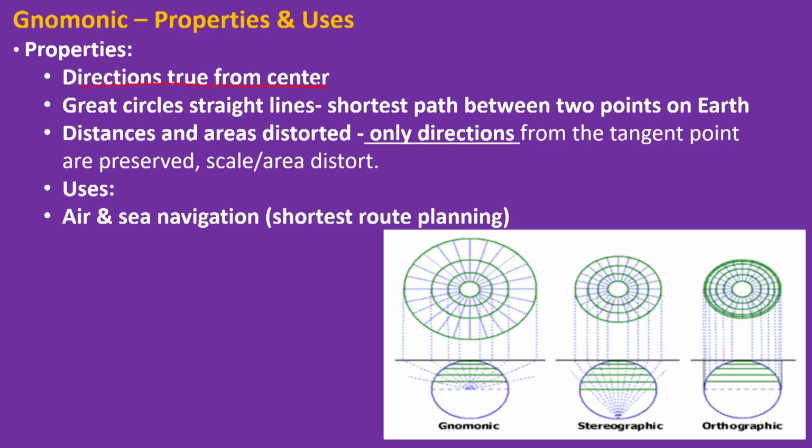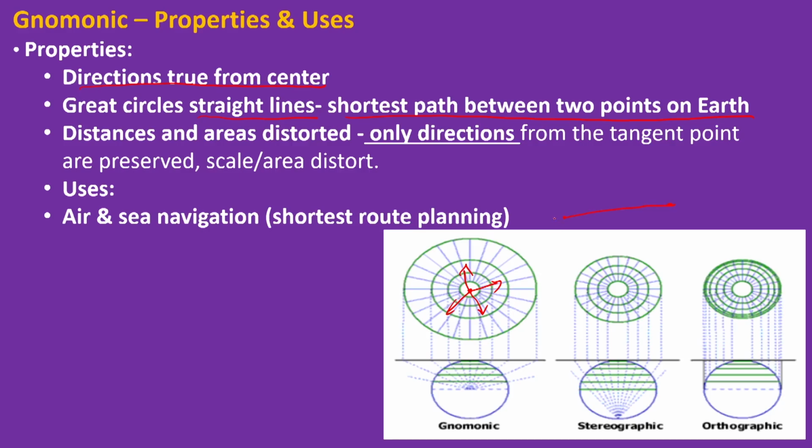Direction true from the center. As I said earlier, let us say this is the center point, the direction true from the center like this. So, we can have appropriate direction from the center. Great circle: straight line, shortest path between 2 points. A great circle is nothing but the distance between any 2 points.